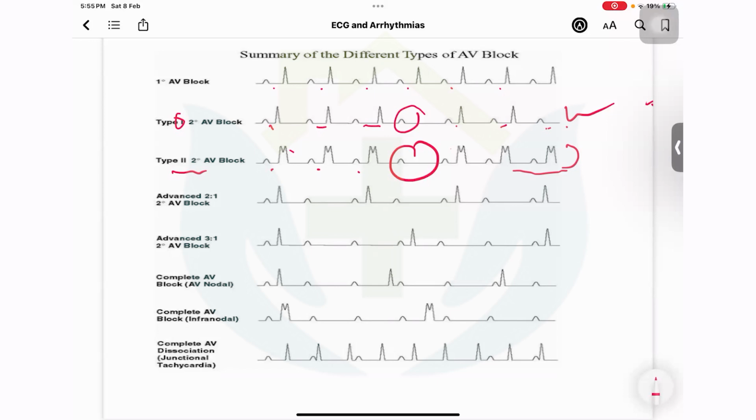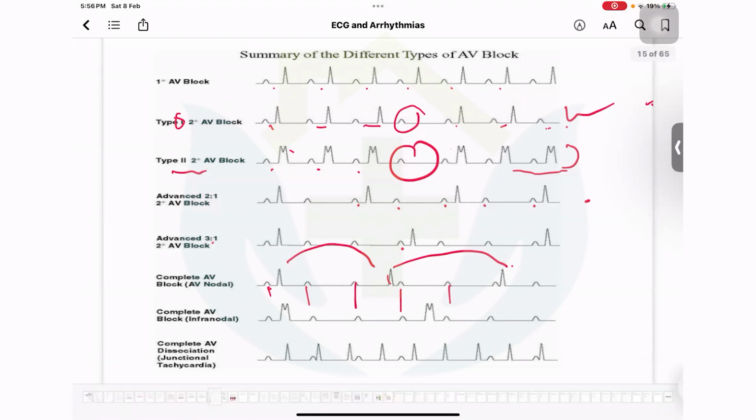Advanced 2:1 AV block is when every second beat is conducted and the third is dropped. So one is conducted, one is dropped, one is conducted, one is dropped, one is conducted, one is dropped. Advanced 3:1 is one is conducted, second is not conducted, third is not conducted, fourth will be conducted. 3:1. Complete AV block is where P waves are running at their own pace. So they may come after the QRS, or they may come before the QRS, or they may not come at all. So this is complete AV nodal blockage. Very beautifully defined here.